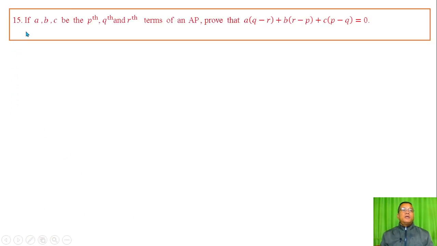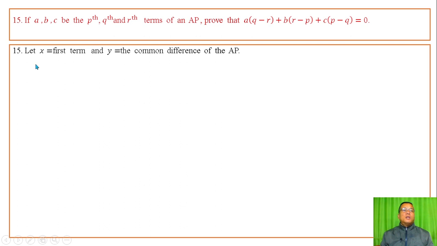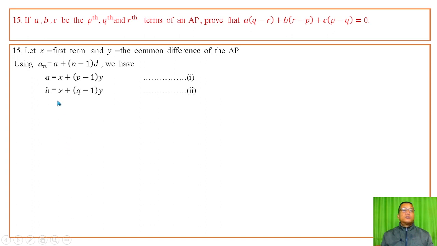Question number 15. If A, B, C be the P, Q, and R terms of an AP, prove that this expression equals 0. Let X equal to first term and Y equal to the common difference of the AP. Using this formula, we have A equals X plus (P minus 1) Y, equation 1. Similarly, equation 2 and equation 3.